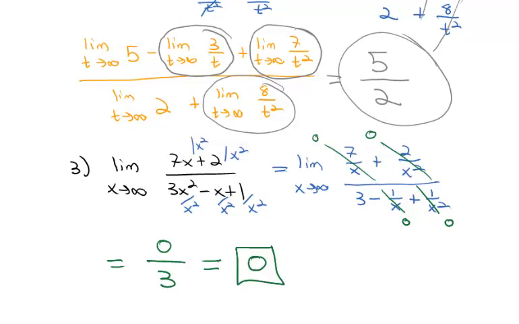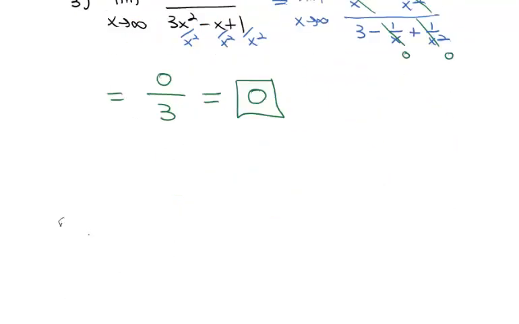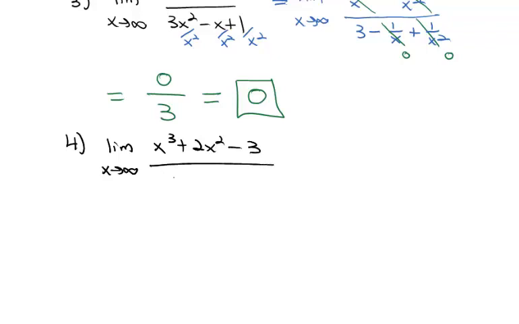Let's try one more. Let's do the limit as x goes to infinity of x cubed plus 2x squared minus 3 over x plus 4. Same strategy we're going to employ on this one.